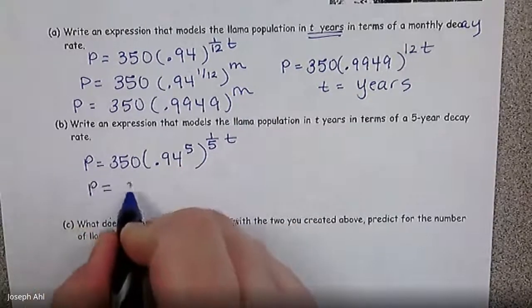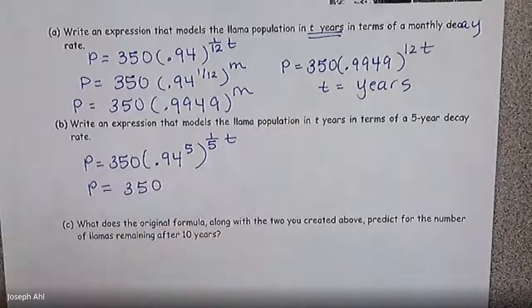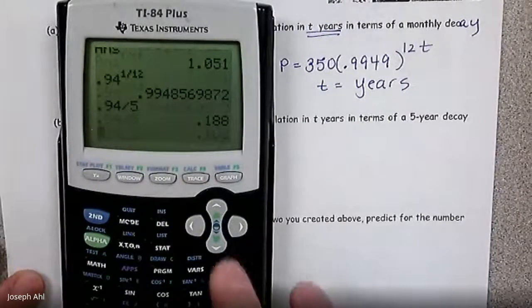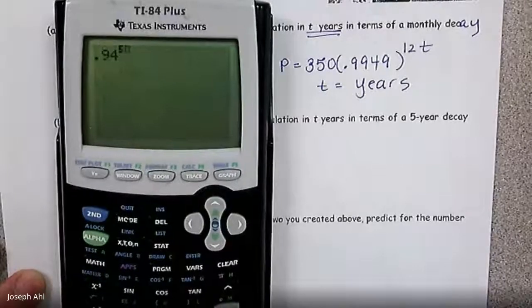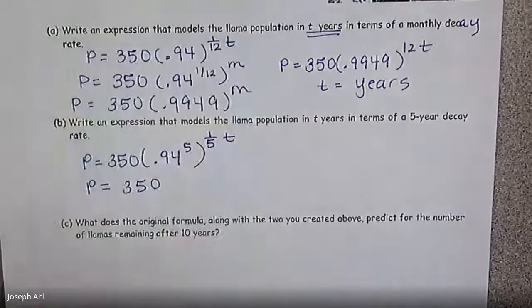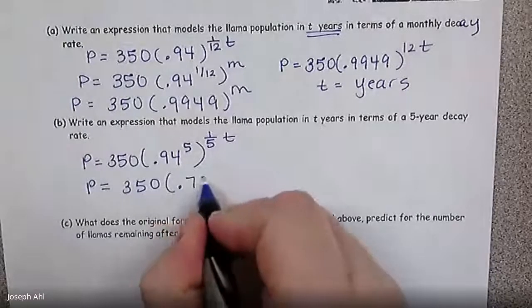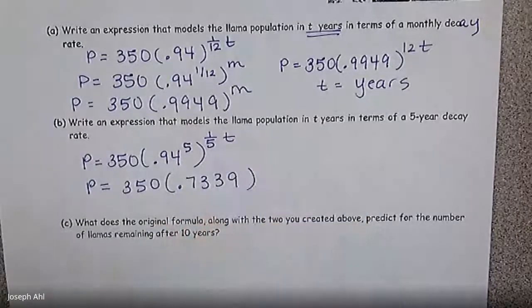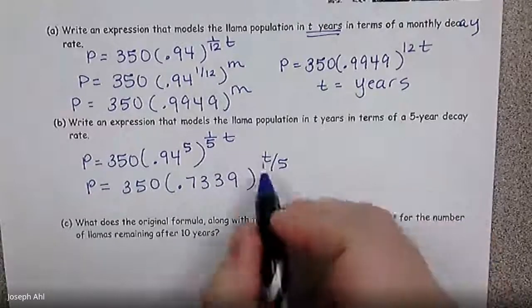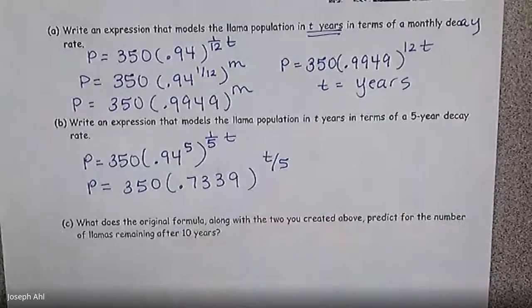If I simplify just the inside, 350, let's see, 0.94 to the 5th power. Oops, not divided by. 0.94 to the 5th is 0.733, so 0.7339. All right, so this is the 5-year decay rate. So if I plug in t as time in years, 5 years later, we would see that the population of the llamas has decreased by about 73% over that time.